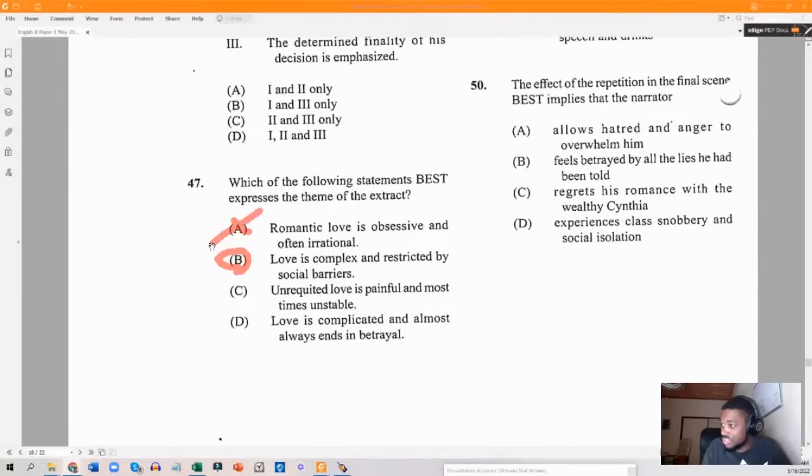All right, we see nothing about obsession here, unrequited love. There's no evidence to say it almost always ends in betrayal. This person's love might have ended in a kind of betrayal, but we can't say almost always because we don't have many examples in the passage.